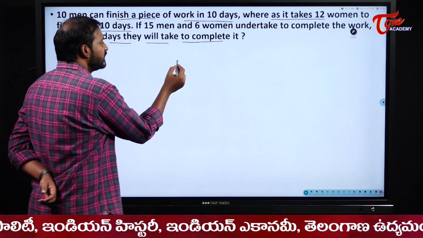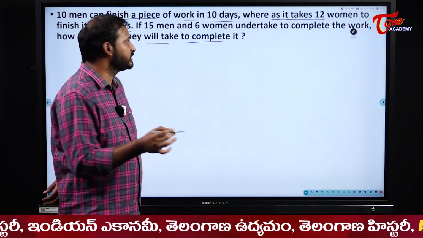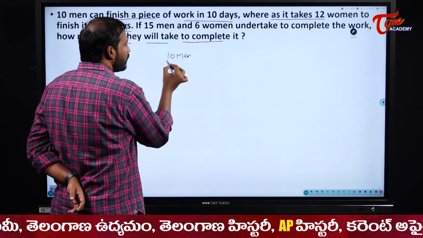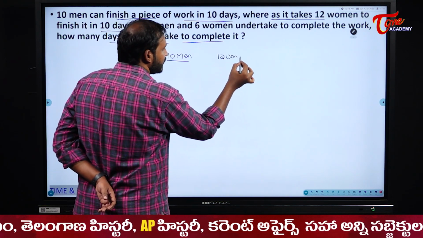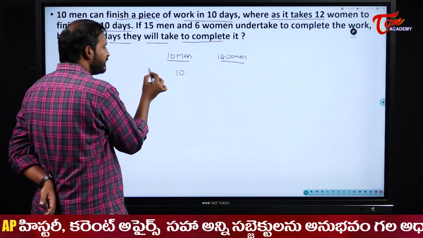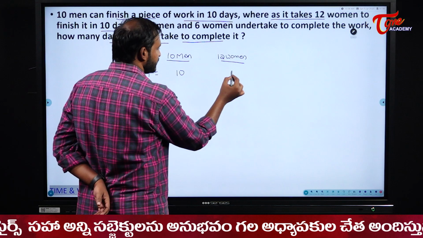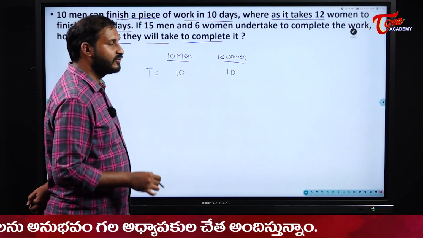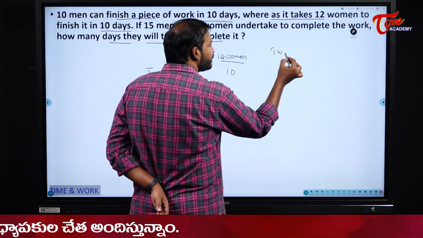Now see here, as usual, how we solved in our previous videos with A and B, same here also, but instead of A, we will take 10 men and 12 women. So 10 men can finish the work in how many days? 10 days. 12 women can finish the work in how many days? 10 days. 10 men can do the work in 10 days and 12 women also can do the work in 10 days.